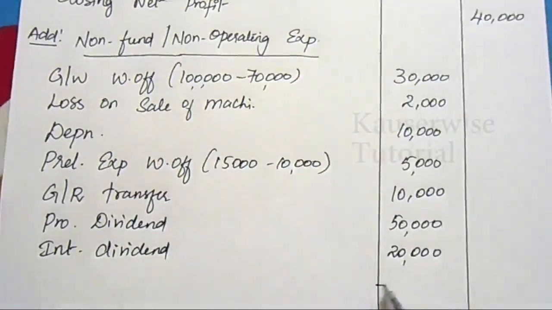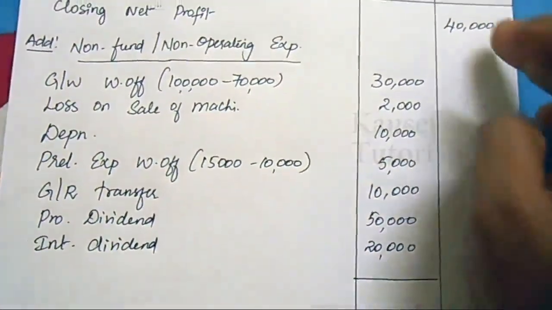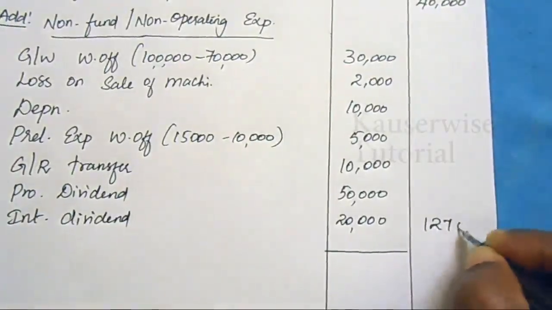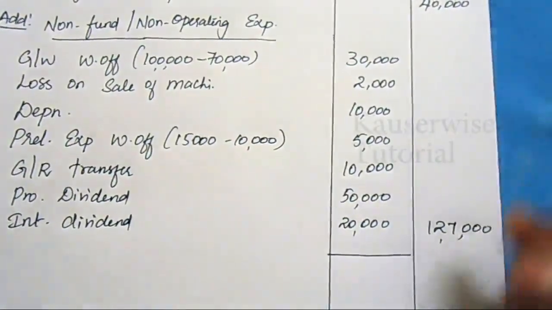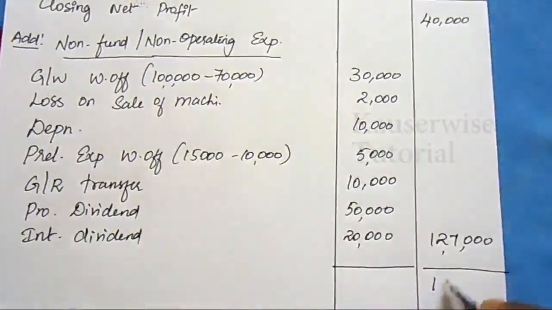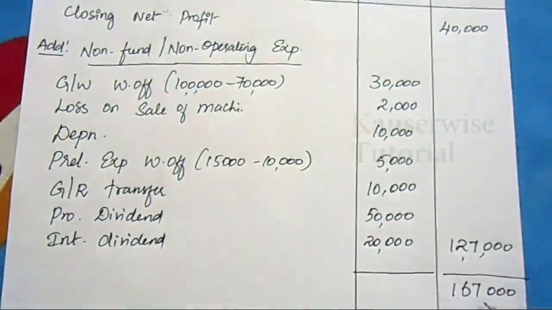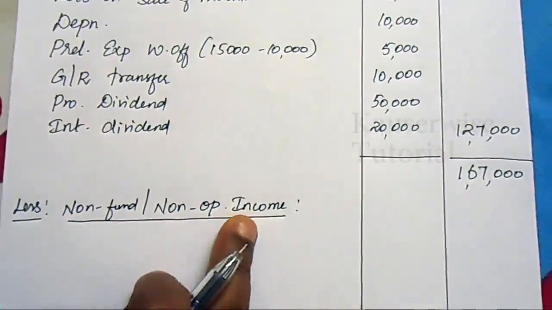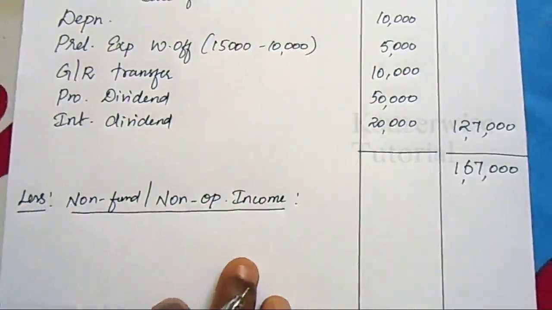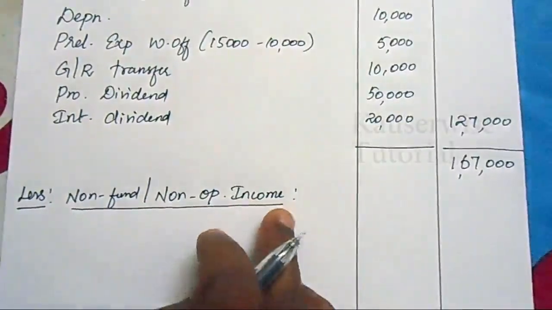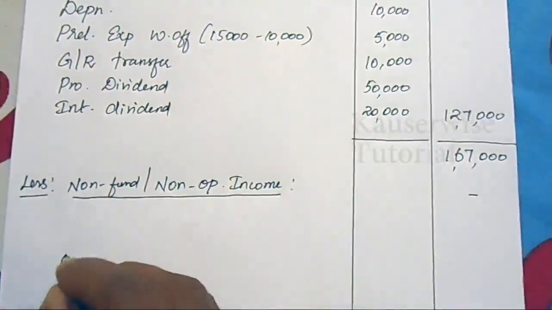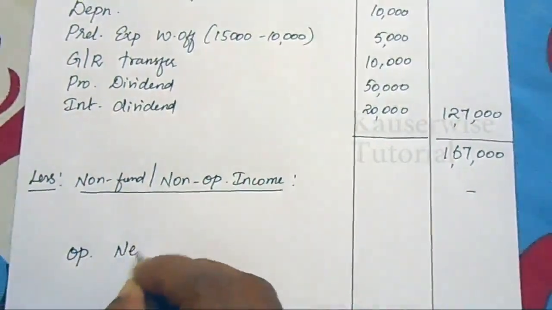Now find the total and add it along with the net profit, the closing net profit. 1,27,000, add along with 40,000. What is the total? 1,67,000. Now subtract non-fund or non-operating income if any. According to this problem, there is no non-operating income. Just put a dash. And finally, you need to subtract the opening net profit.